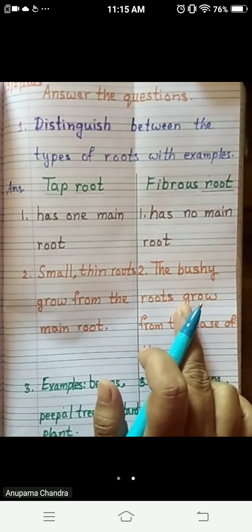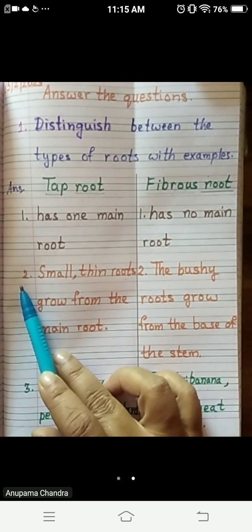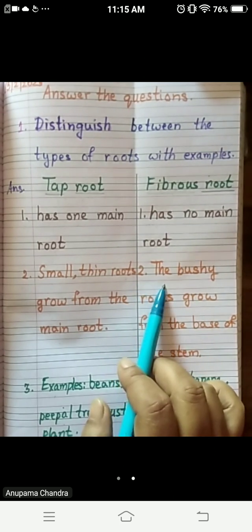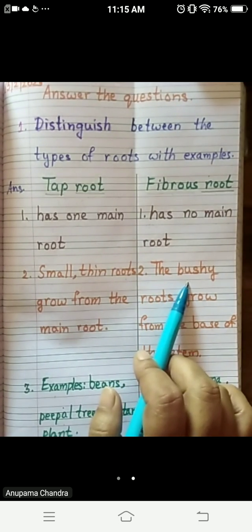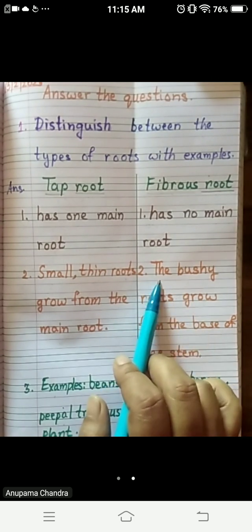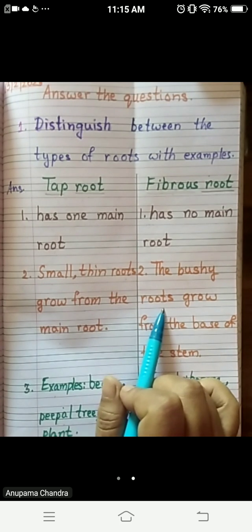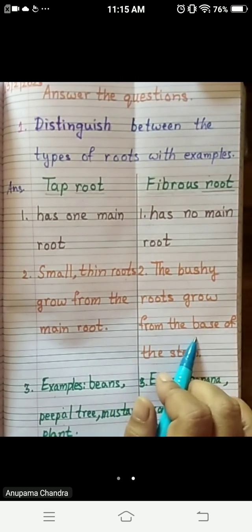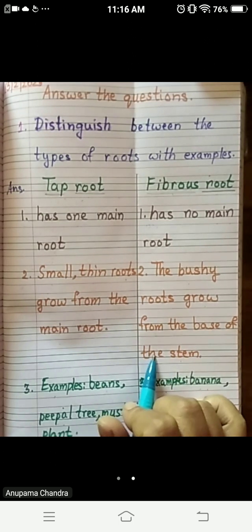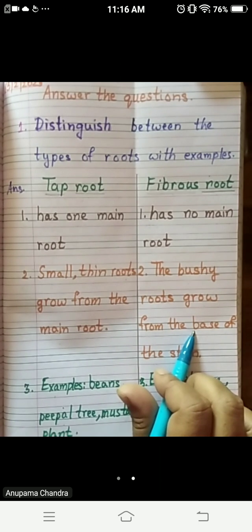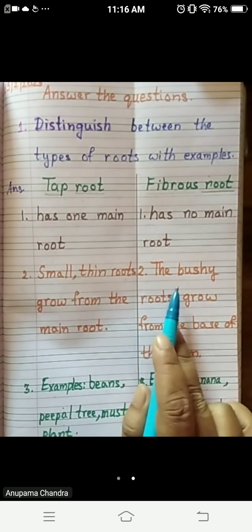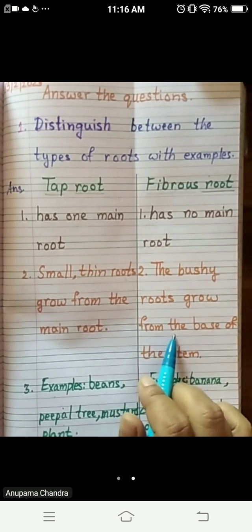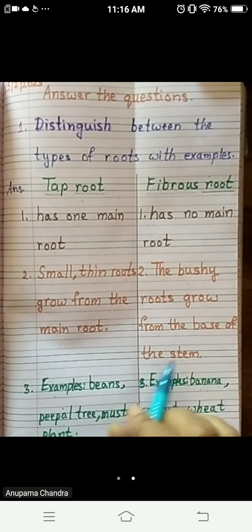Now, we'll come to the fibrous root where you have written number 2. Under taproot, in the same line, you are going to write number 2 under fibrous root. And here the point is the bushy, write it down, B-U-S-H-Y, bushy. The bushy roots grow from the base, B-A-S-E, base of the stem. Base means the lowest part of the stem. I repeat, the bushy roots grow from the base of the stem.